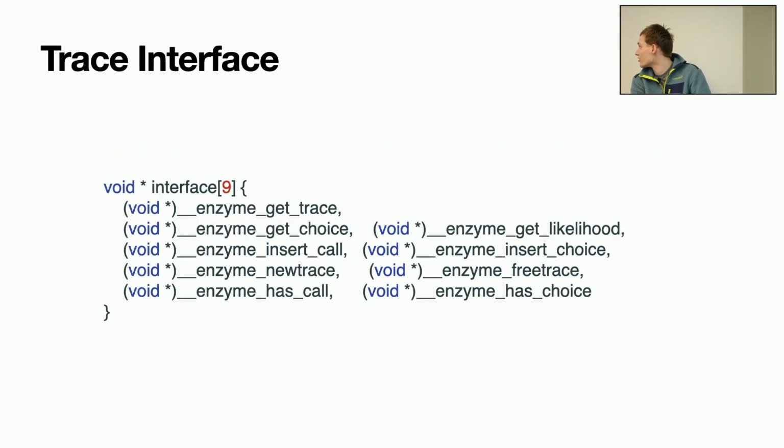Here's how this trace interface would look. It's basically an array of void pointers to all those functions, which you would have to pass to Enzyme.